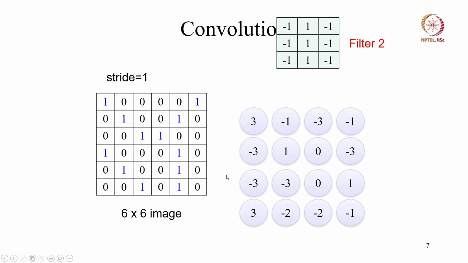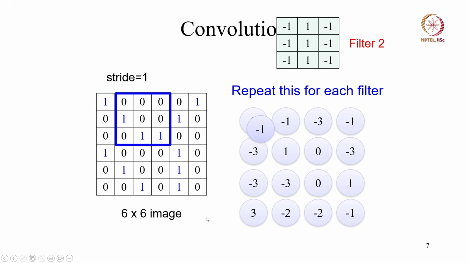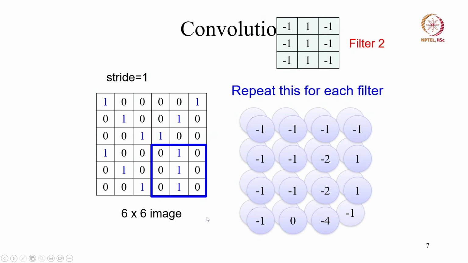Then you take filter 2. For filter 2 you do the same thing, and you are going to get different values with filter 2. Repeat this for every filter. So you'll get these values. You are going to get a two-dimensional image as the output.